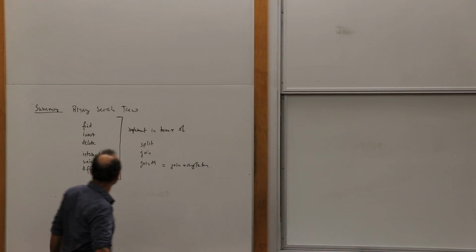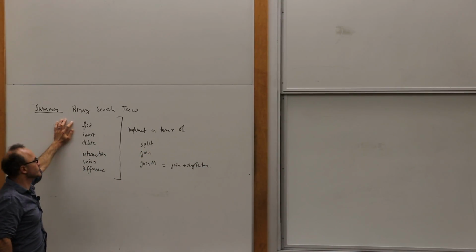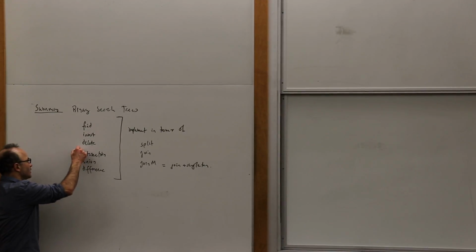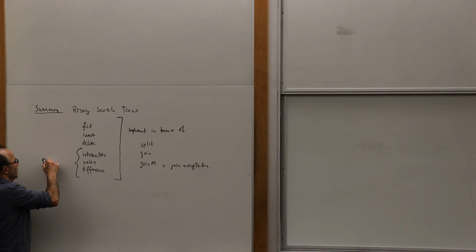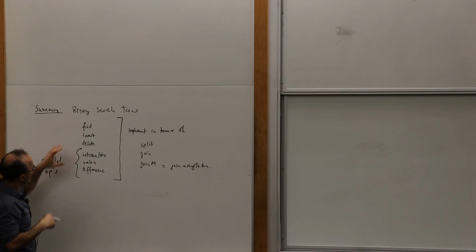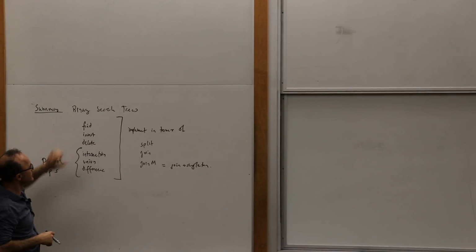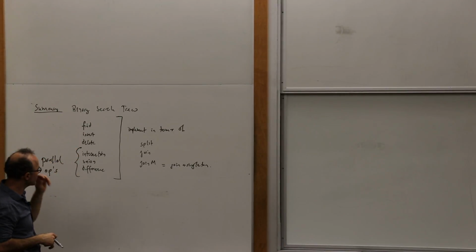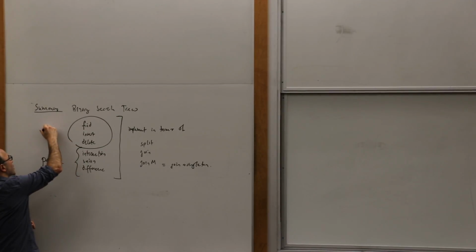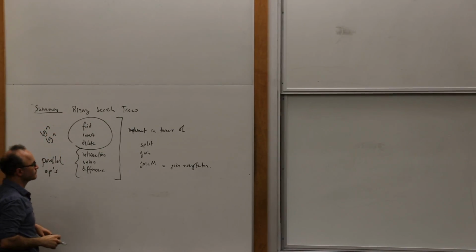Just a brief summary. What we talked about is binary search trees. We talked about the classic operations, find, insert, delete, and the new parallel operations: intersect, union, difference. They are basically parallel versions, or bulk versions, of these. In terms of work and span, these are log n work, log n span.